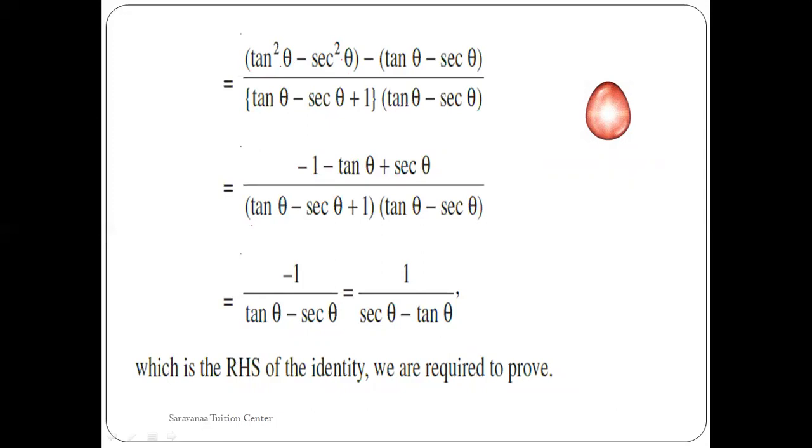Then you have this and this as common. So you cancel this. You need to take the minus sign outside. Then only these two will be equal. Get cancelled and take the minus inside tan theta minus secant theta. You get secant theta minus tan theta, hence proved.